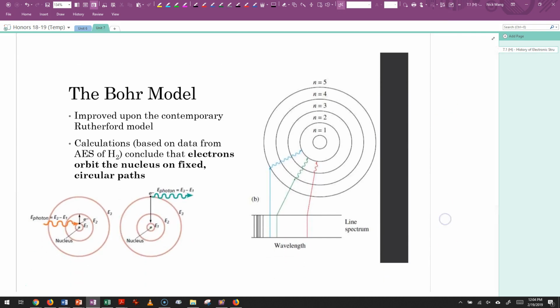So the Bohr model is the next step. The Rutherford model of the atom, if you remember, just had a nucleus and some electrons floating around, but now we're going to try and organize it. This is the first time we're going to see a good organization based on experimental data. So let's take a look.